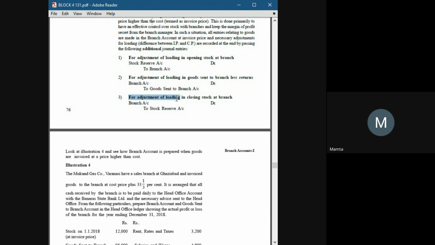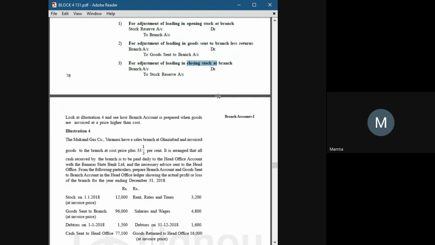For adjustment of loading in closing stock at branch, when we are closing the account and recording the closing stock of that branch, the entry would be branch account debit to stock reserve, with invoice price only.